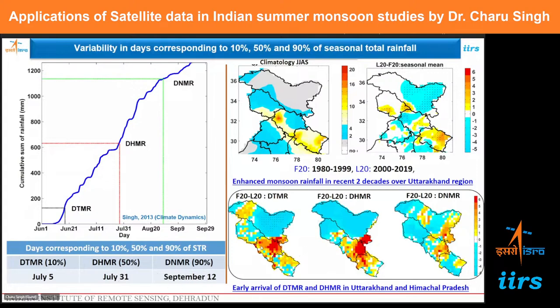So if we see how these dates are varying over the last 40 years, we can see that there is an early arrival of the 10% and the 50% of the rainfall in the Uttarakhand and Himachal Pradesh region. So we find that the monsoon appears to arrive early over these locations in the Indian subcontinent. Climatologically, because we have used 40 years of the data set, in recent years there are some significant changes being observed in the arrival dates over this part of the Indian subcontinent.